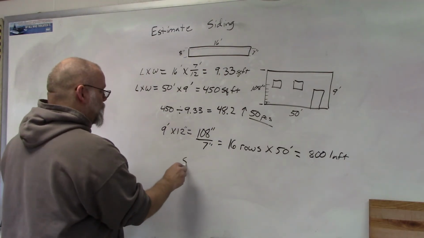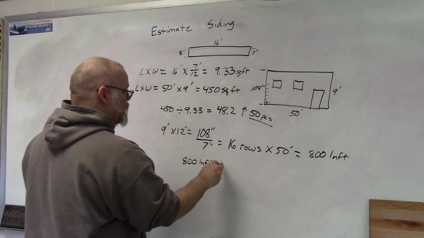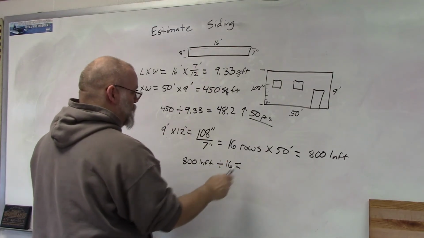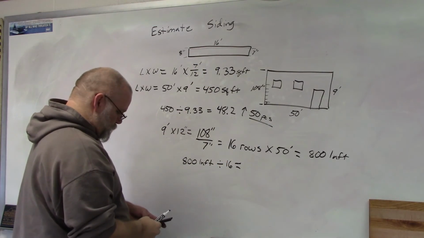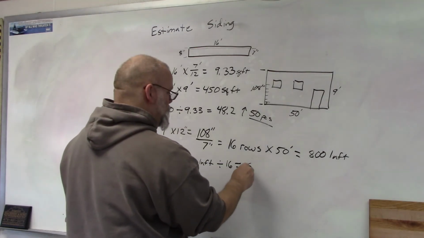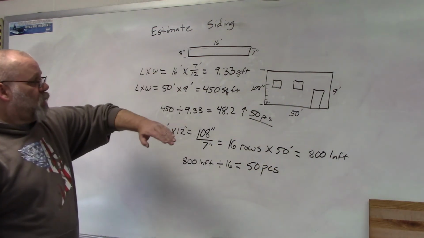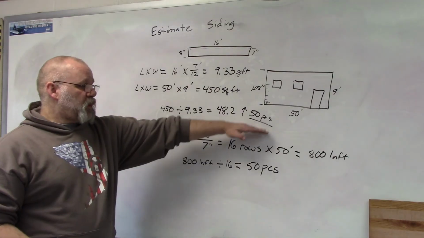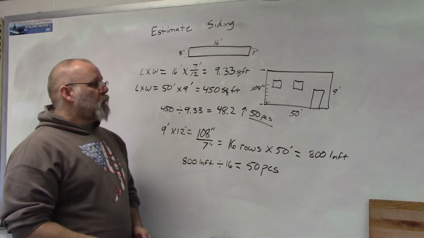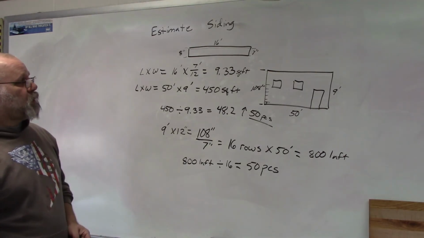So then we take 800 linear feet and divide it by this piece that's 16 feet long, and it gives us 50 pieces. So whether we do the area method, we get 50 pieces. We do the row method, we get 50 pieces. So either one will work. It just depends on what you're comfortable with.